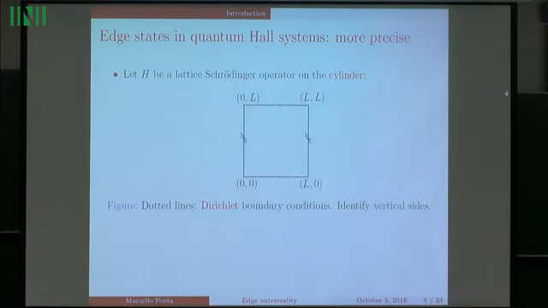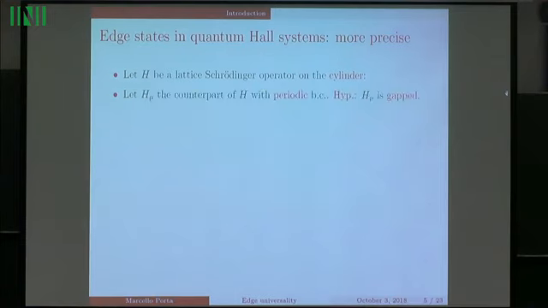So together with this operator H, let me also consider the operator HP, which is actually the counterpart of H with periodic boundary conditions in all directions. Okay, so not just on this vertical side, but also above. And let me assume that HP, the periodic operator, is gapped for all sizes of the system. So in particular, if you take the limit as L goes to infinity, you want to have a Hamiltonian that describes an insulator. So you have a band gap at the Fermi level.